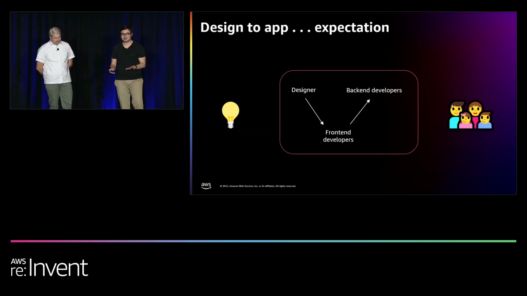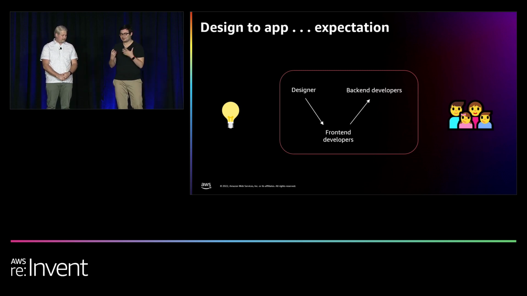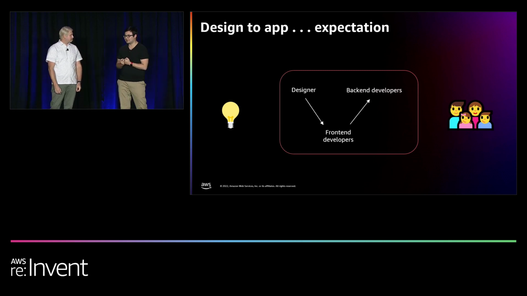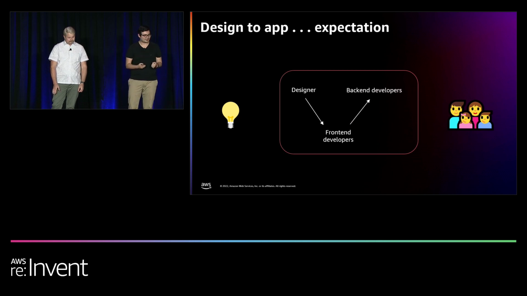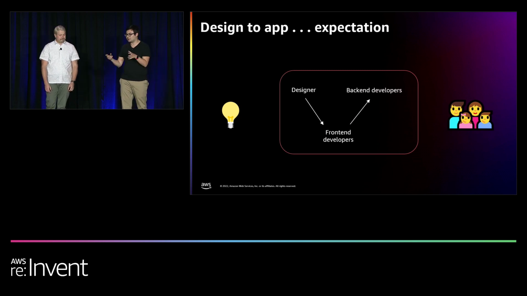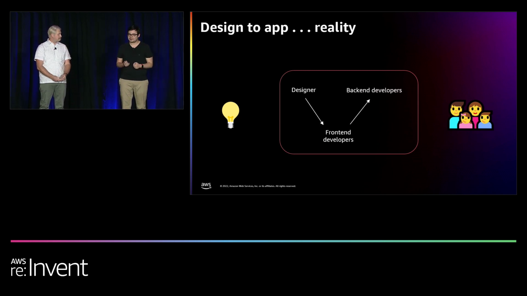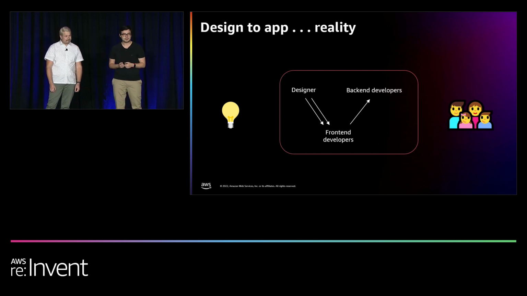I'm going to first talk about the design to app process. We have all this expectation that we have this idea, and we're going to work with a designer. They're going to talk with a front-end developer, get those changes implemented, and then work with the back-end developer to get all the cloud logic in there. And then customers are happy, right? That's super, super cool. But in reality, there's always a tiny bit of friction there.